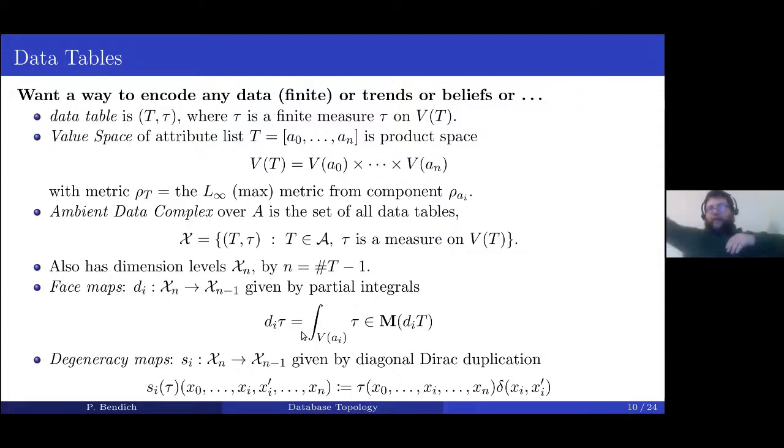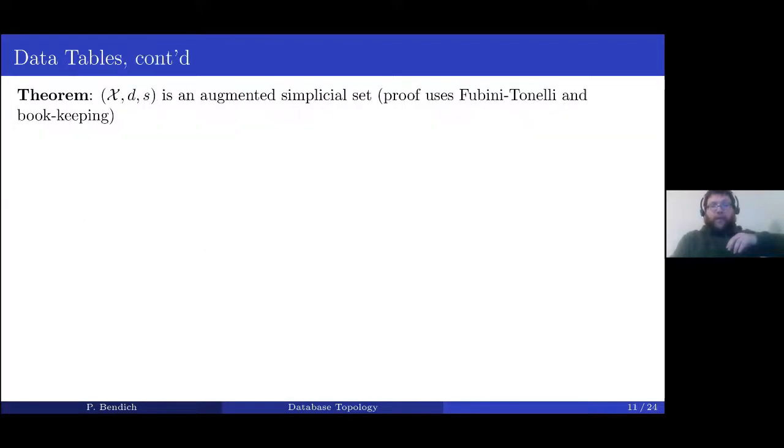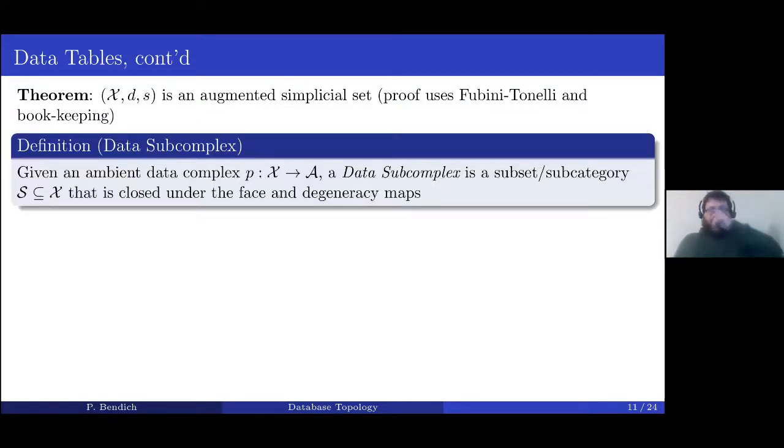You just do a diagonal Dirac duplication up as you go. So you could phrase that in different language, but sort of the obvious thing we would do. Theorem, or proposition really: this is an augmented simplicial set as well. The proof uses Fubini-Tonelli to talk about how you can iterate various integrals and bookkeeping. Not hard at all.